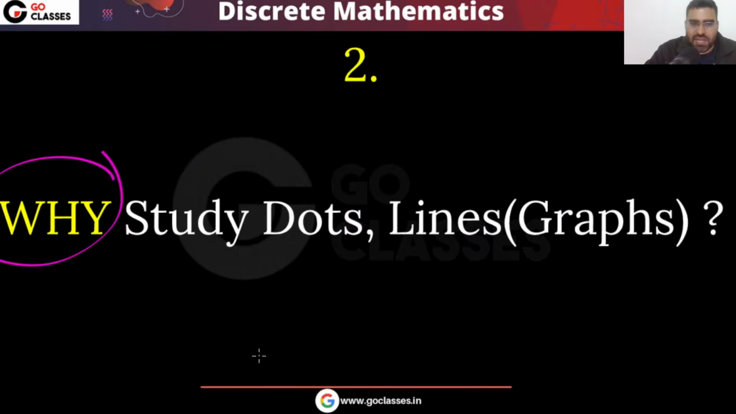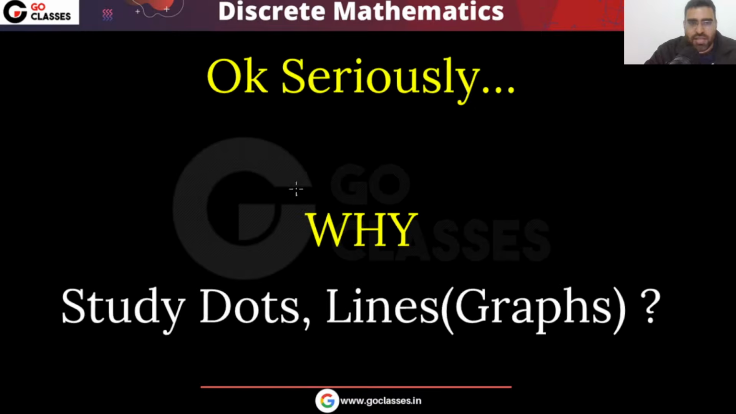So if anyone asks you, what is the reason all these mathematicians are obsessed with dots and lines? Why do we study graphs? The answer is very simple: because it is in the syllabus. If it is not in the syllabus, you will never study this. Whatever applications it has, you don't care. So why do we study graph theory? Because it is in the syllabus.